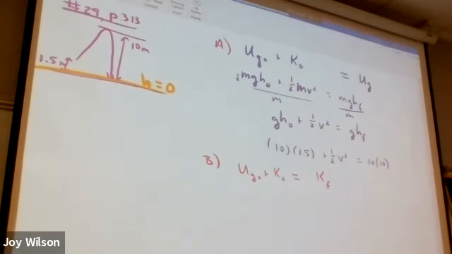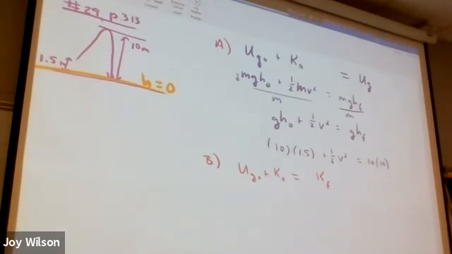Yes, sir. I wanted to ask about number 23. It gives you the roller coaster and its final speed, and then it asks for the speed halfway down, because it starts up here. It gives you the final speed and asks for the speed.